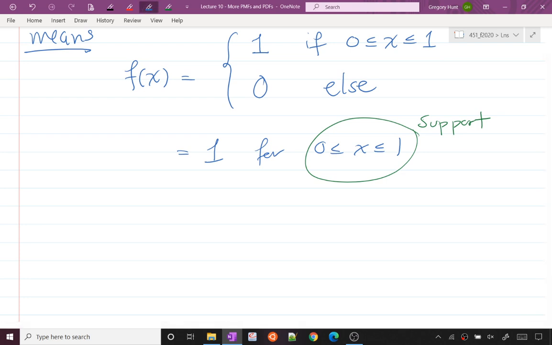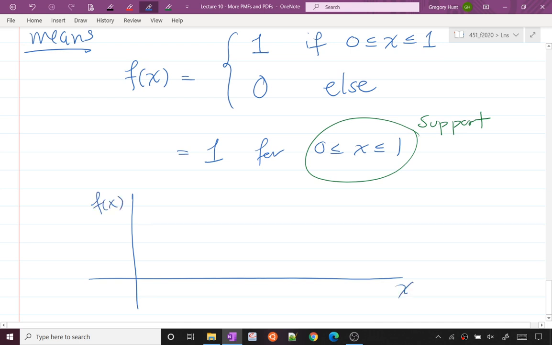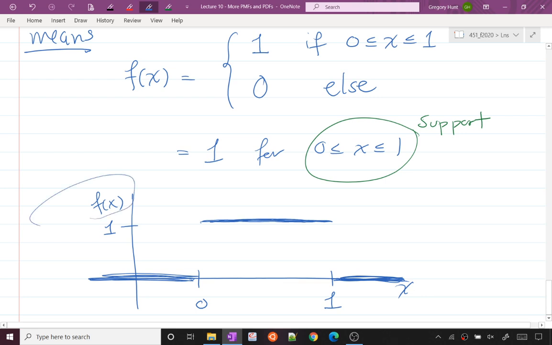Okay, so let's look at a graph of this. I'm going to graph f of x against x. I have my unit interval 0 to 1. In my unit interval, it takes on a value of 1, and outside my interval, it takes on the value of 0. So it's a real simple picture. And it's uniform. That is, the density, the PDF, is uniform over the interval. It has the same density over the whole interval.